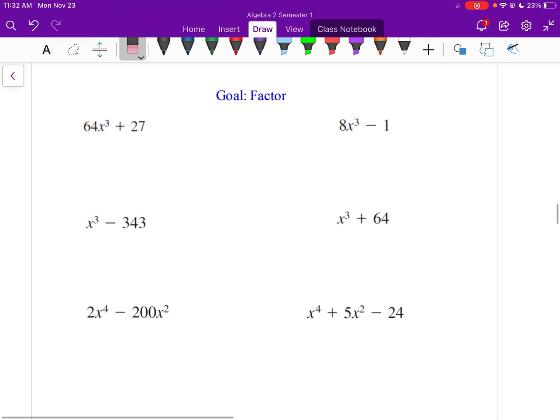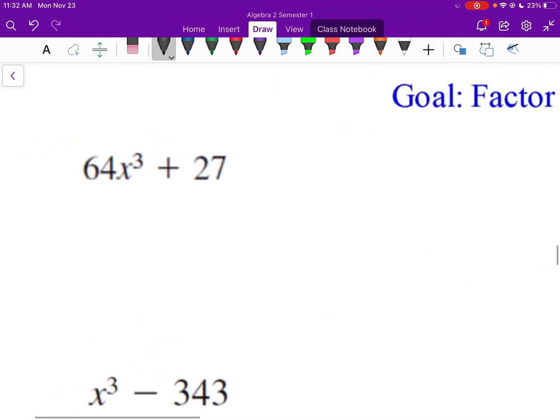All right, so we got some more here. 64x cubed plus 27. There is no greatest common factor there. Okay, and I notice that it's two terms, so I need to figure out what am I cubing. And the way I notice that it's a perfect cube is that it's x cubed. So what am I cubing to get that? In this case, it's 4x. We're cubing that to get 64x cubed, and 3 cubed to get 27.